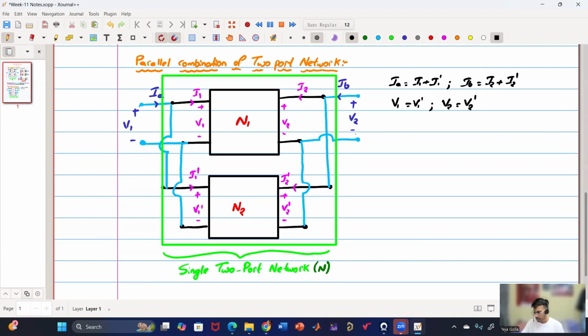Now I'll ask you one question. In this case, which parameters do we have to use, or which one will make our life simpler? Y parameters, Z parameters, T parameters, H parameters? The same logic we applied in the previous case, we have to apply here. So anyone? Which parameter should we use so that we can combine it into a single two-port network? Since currents get added, Y parameters. So Nandini is saying Y parameters. What about others?